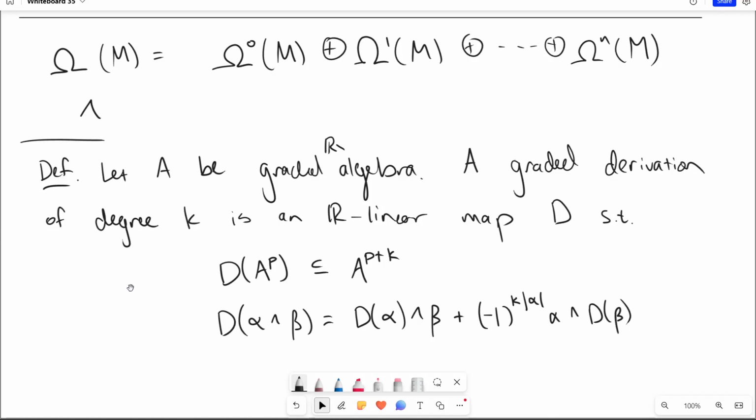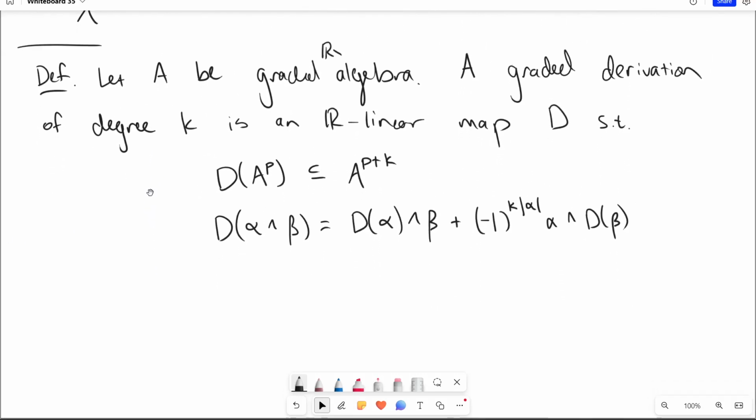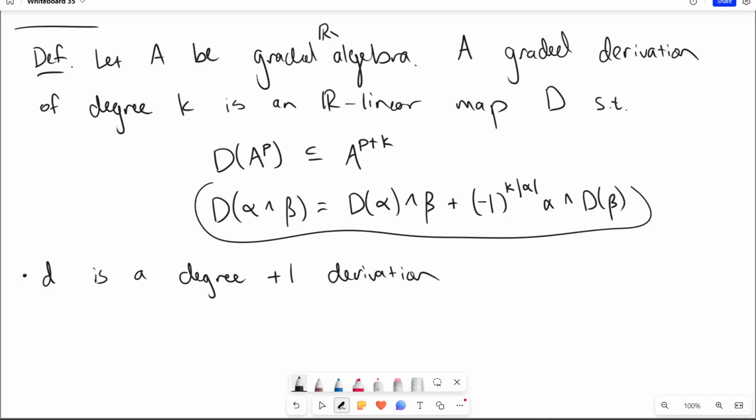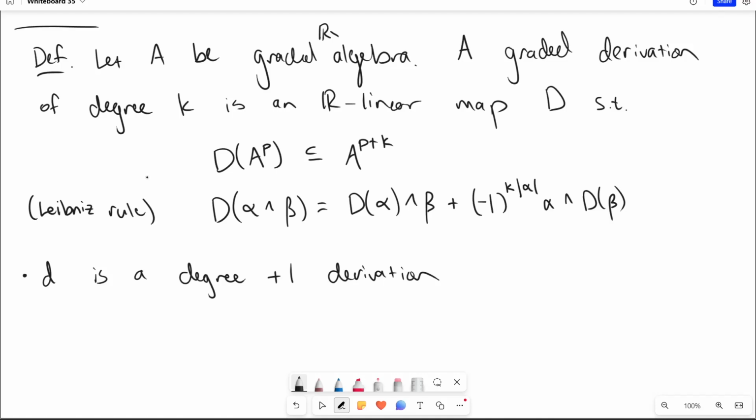So why do I introduce this formalism? Well, every piece of Cartan's magic formula is a graded derivation. So the exterior derivative, d, is a degree +1 derivation. This rule right here, the Leibniz rule, maybe I should put that in parentheses, looks familiar. We just replace this k with 1, and this is the negative sign that shows up in the exterior derivative, which also makes it into a differential, importantly.